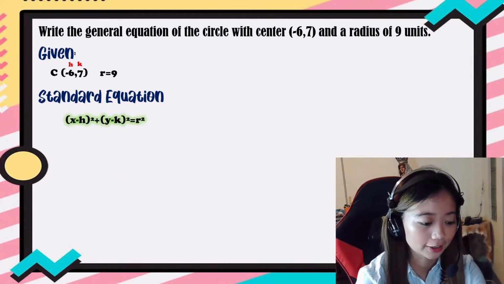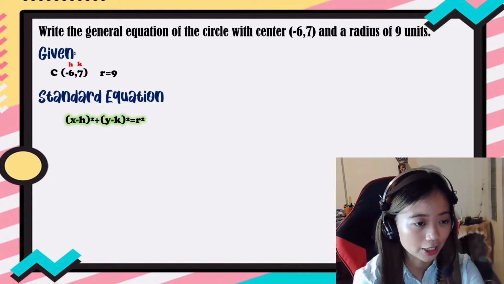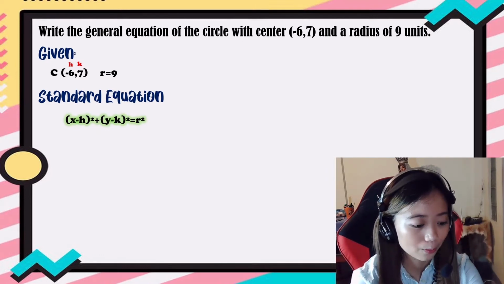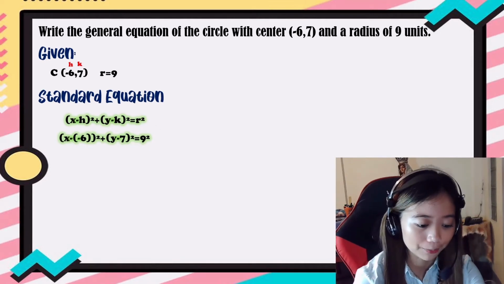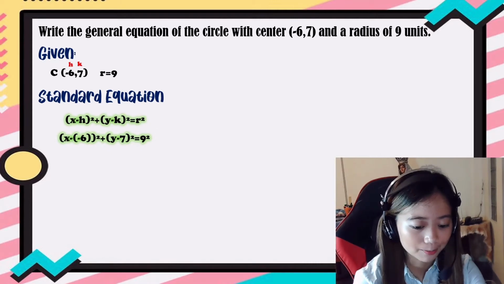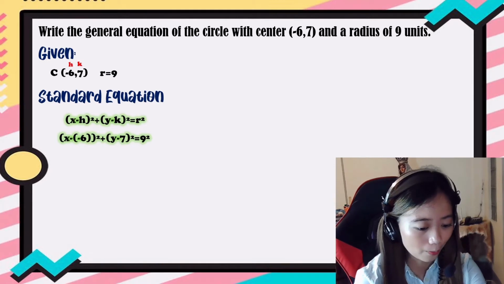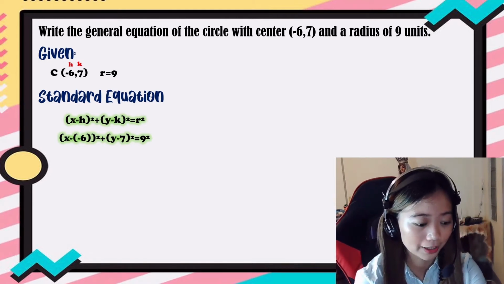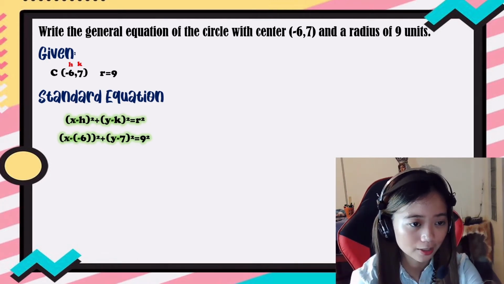We will use the center radius form of the circle, the quantity of x minus h to the second power plus the quantity of y minus k to the second power equals r squared. After that, all we need to do is to substitute the corresponding values. We have the quantity of x minus the value of h, which is -6, raised to the second power, plus the quantity of y minus the value of k, which is 7, raised to the second power, equals the value of radius, which is 9 squared.